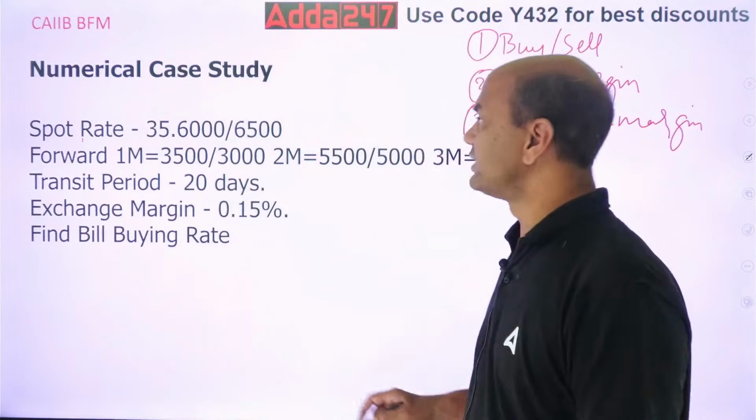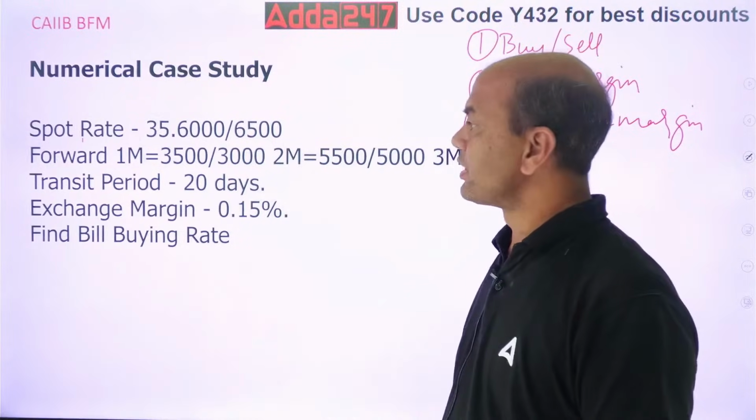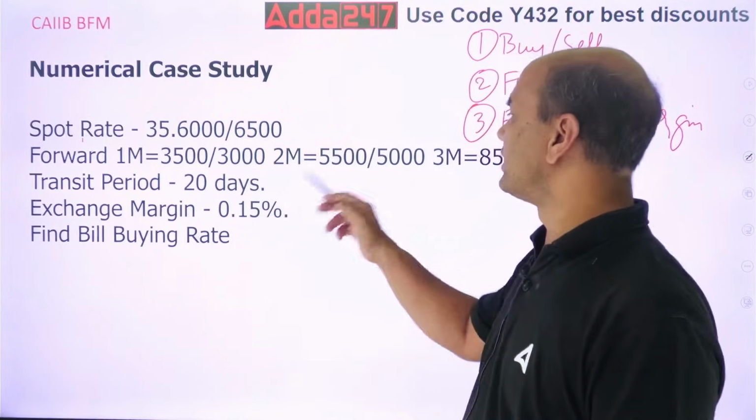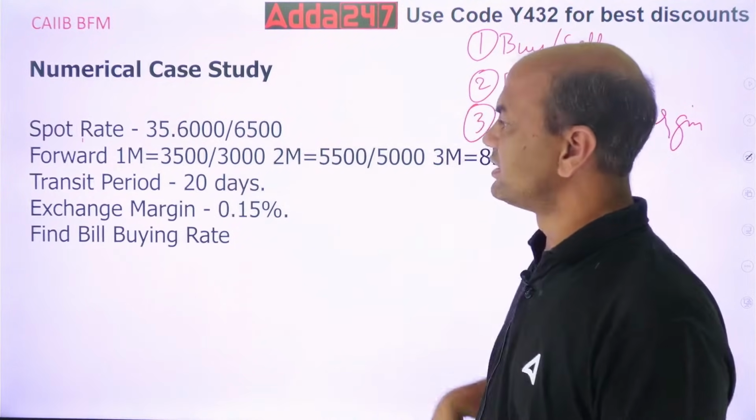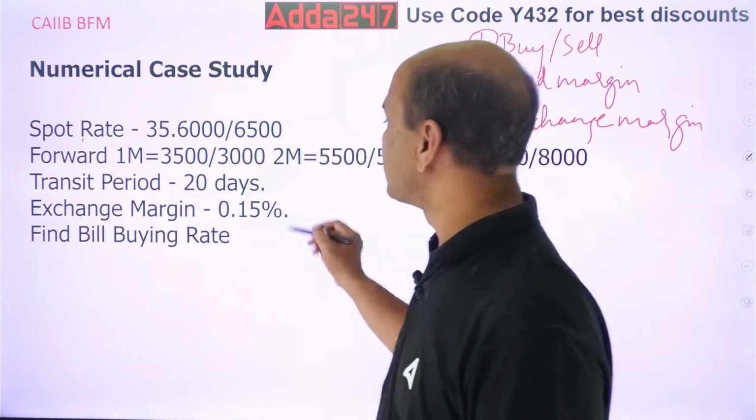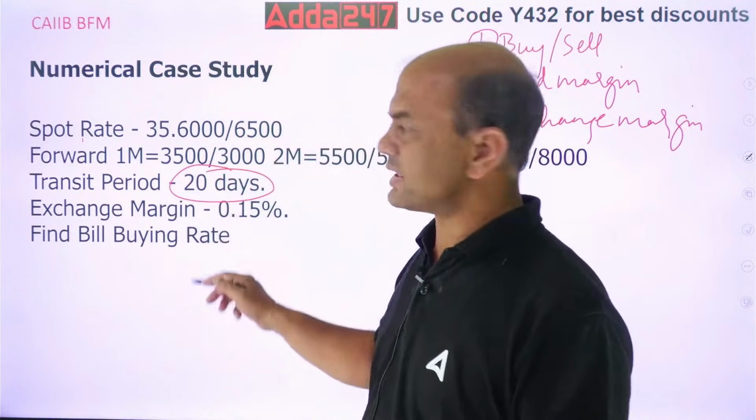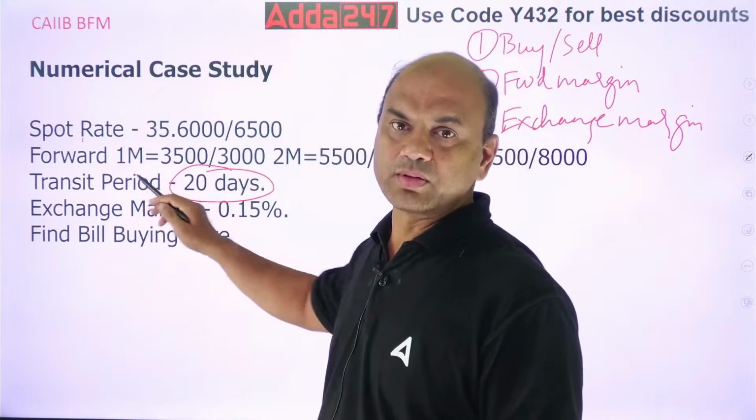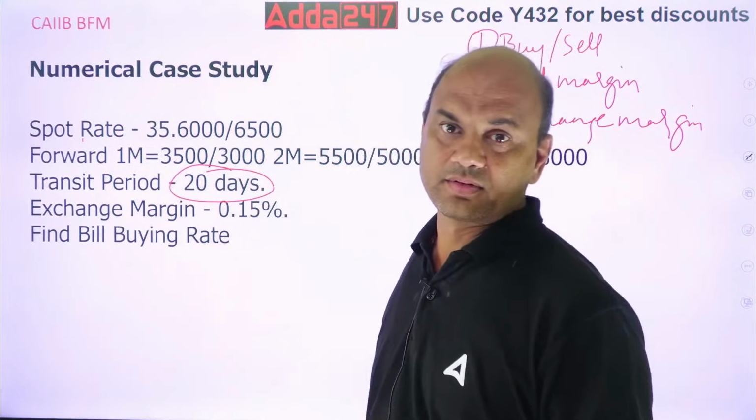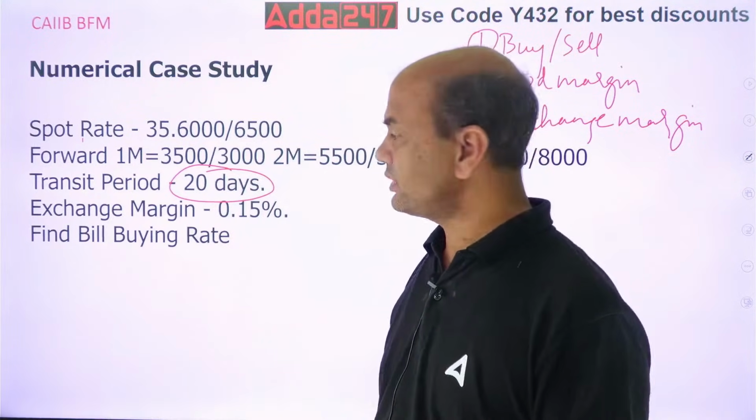What is given? Spot is given 35.6065. What is next? Forward is given 1 month, 2 month, 3 month. That's it. Transit period is given as 20 days. Now this is a real catch. This will decide what I have to take, whether I have to take 1 month or 2 month or 3 month.